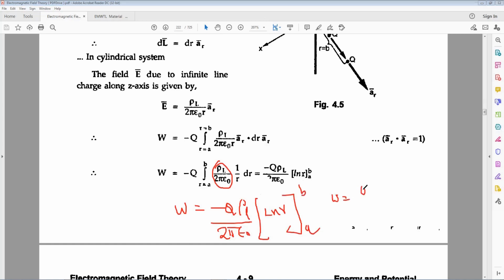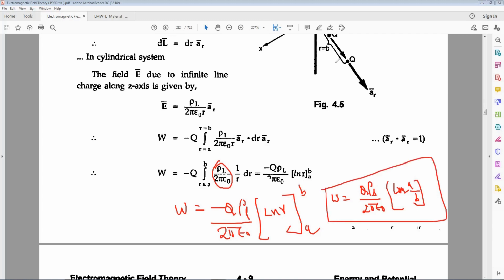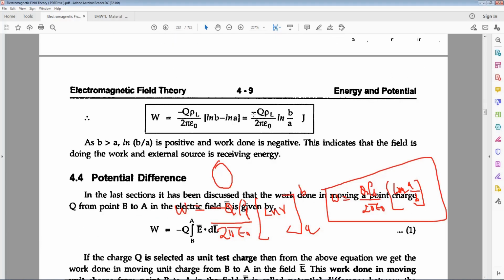The work done W is equal to Q rho L by 2 pi epsilon naught, and its upper limit is ln of B, or it is ln of A by B. I'm changing this minus also. W is equal to Q rho L by 2 pi epsilon naught. When you remove this minus, it changes as A by B. Multiply this minus, ln B plus ln A gives ln of A by B. Log A minus log B means log A by B only.